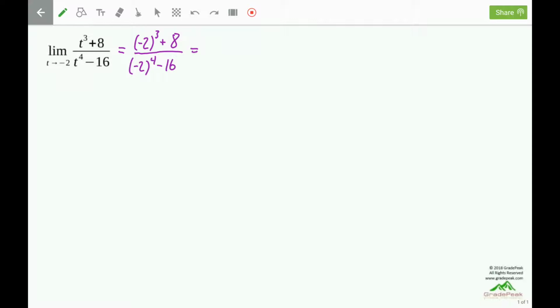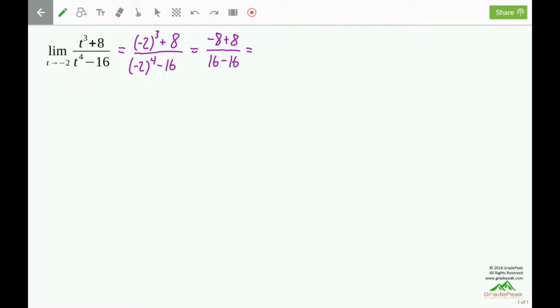In the numerator, -2 cubed, that's 3 negatives. That'll be a negative. 2 cubed is an 8. -8 plus 8. In the denominator, -2 to the 4th, that's 4 negatives. That will become positive. 2 to the 4th is a 16. And we will have 16 minus 16.